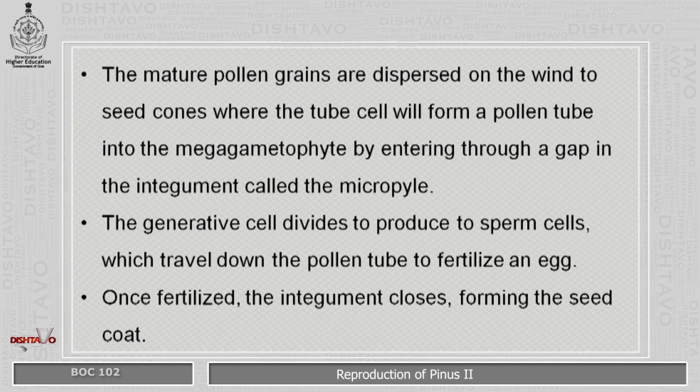The mature pollen grains are dispersed on the wind to the seed cone, where the tube cell will form a pollen tube into the megagametophyte by entering through a gap in the integument called the micropyle. The generative cell divides to produce the sperm cells, which travel down the pollen tube to fertilize an egg. Once fertilized, the integument closes, forming the seed coat.